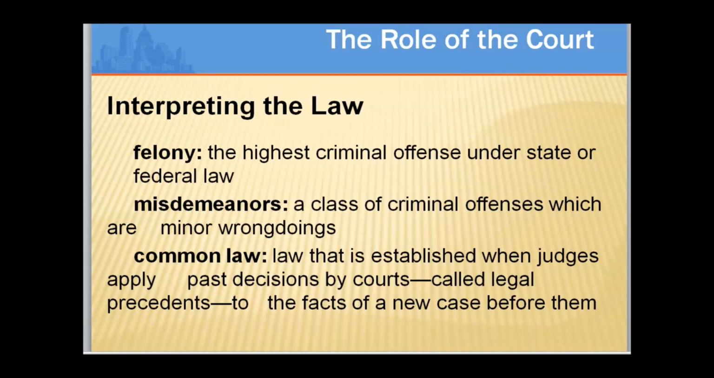The role of the court, continued. We're going to talk about interpreting the law. A felony is the highest criminal offense under state or federal law. Misdemeanors are minor wrongdoings. Common law is those laws which are established when judges apply past decisions by courts or legal precedents to the facts of a new case before them. These are normative circumstances or established norms.